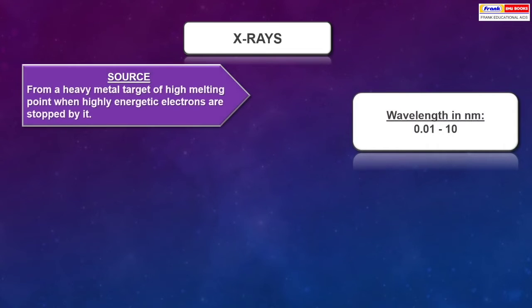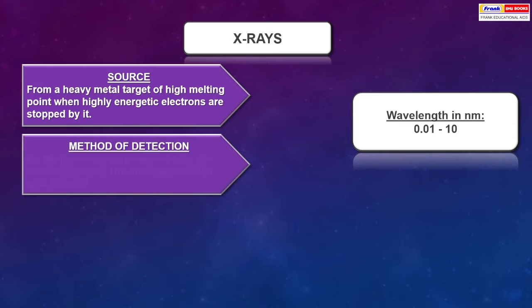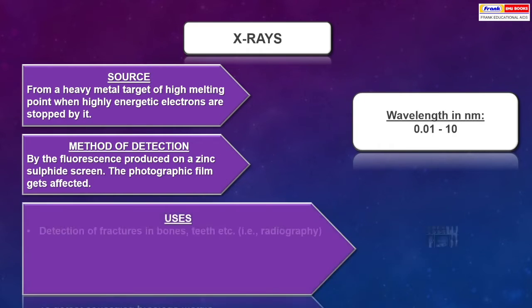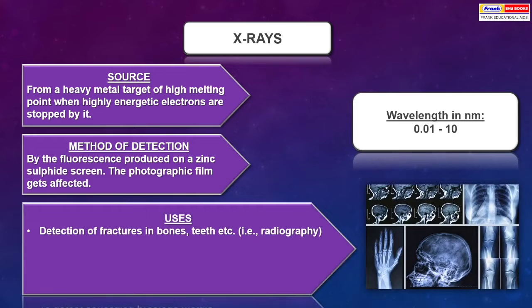X-rays, wavelength 0.01 to 10 nanometer. Source: from a heavy metal target of high melting point when highly energetic electrons are stopped by it. Method of detection: by the fluorescence produced on a zinc sulfide screen, the photographic plate gets affected. Uses: detection of fractures in bones, teeth, etc., that is radiography. Diagnostic purposes such as CAT scan in medical science.